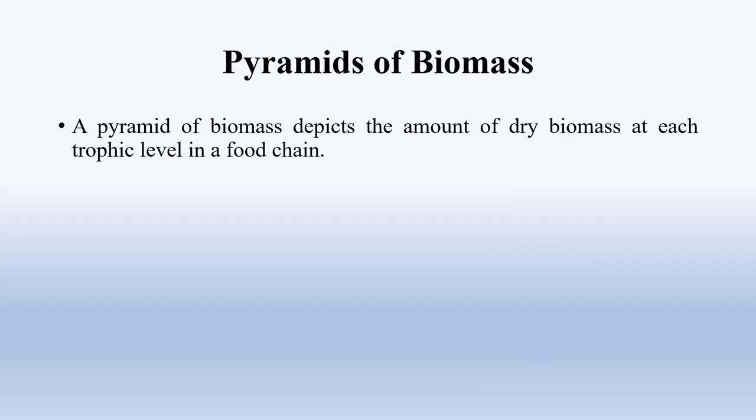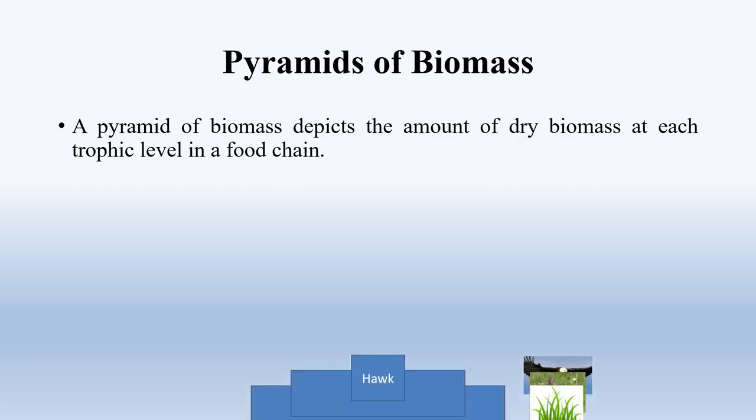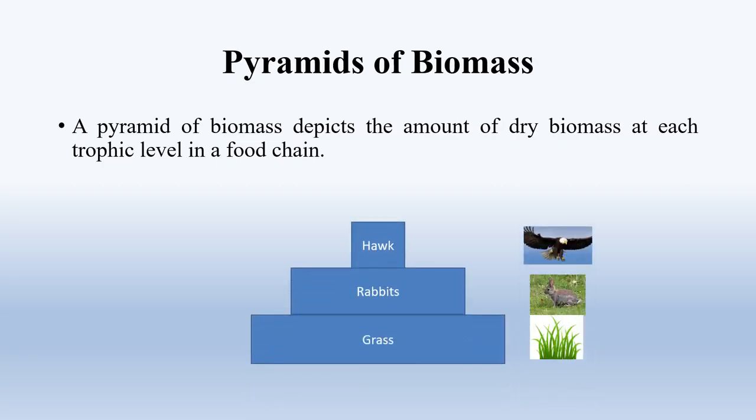Another way of depicting the ecological pyramids is through the pyramids of biomass, which is basically depicting the amount of dry weight at each trophic level in a food chain. So naturally, grasses, that is, in this ecosystem, other producers will have the maximum amount of biomass, followed by the primary consumers, that is a rabbit. It will have a little less biomass than the producers. And finally, the hog feeding on the rabbits would have even less biomass.